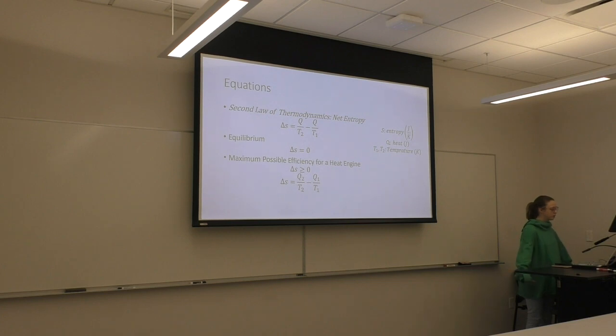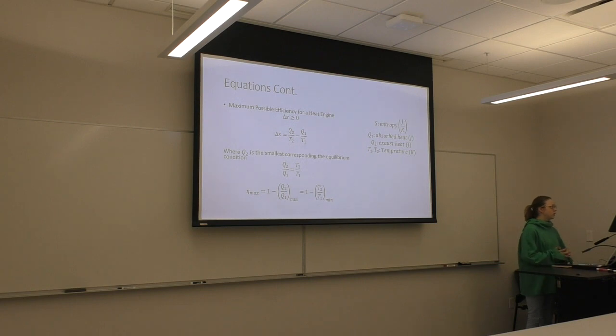So some of the equations are: the second law of thermodynamics is equal to delta S equals Q divided by T2 minus Q divided by T1, where equilibrium occurs when delta S is equal to 0. And you're able to find the maximum efficiency of a heat engine when delta S is greater than or equal to 0, and in this case you have Q2 and Q1, which are just different reservoirs.